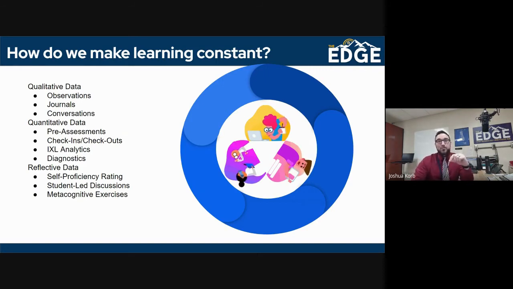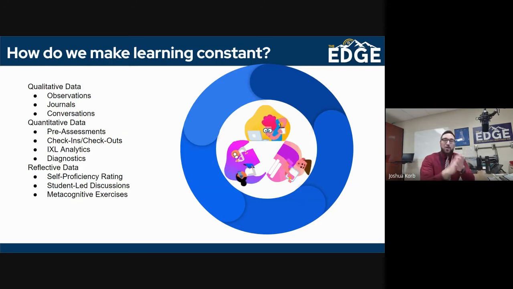And then what I think is the most powerful and something that our students need to be trained on even more is this reflective data. And this is internalized by students. So their self-proficiency rating, how are they doing in the learning progression? If you walk up to a student and say, hey, what did you learn today? They might tell you the tangible things, but they're not able to articulate how they're feeling about the concept. They're not able to articulate intellectually speaking or metacognitively speaking how they are doing in that progression to learning. And that's something that they need to be trained on.